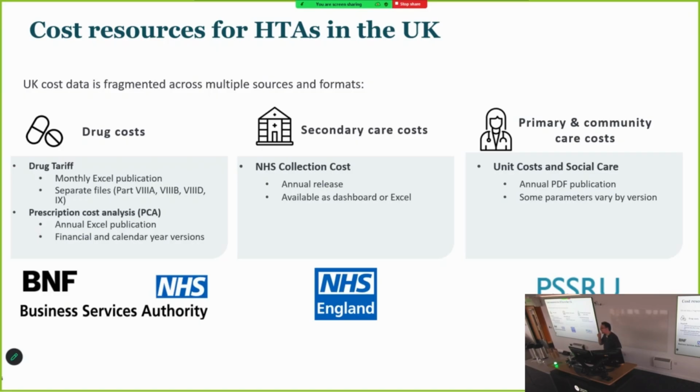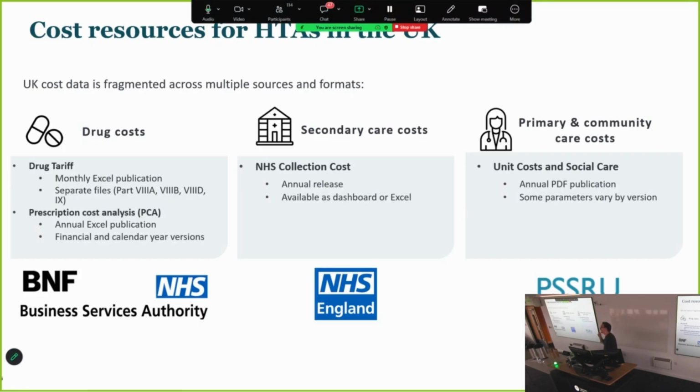For secondary care cost, we use NHS collection cost, previously NHS reference cost. This is an annual release. It used to be an Excel, now there is a dashboard as well. This comes from NHS England, whereas the data before comes from NHS Business Services Authority. And finally, for the cost of healthcare providers, particularly in primary care, we use the publication from PSSRU. This is also annual, but importantly, it is published as a PDF, so you don't have Excel or a dashboard for that. And some parameters are only available in previous publications.